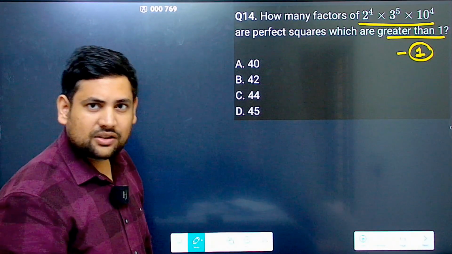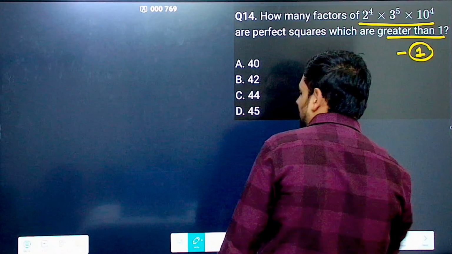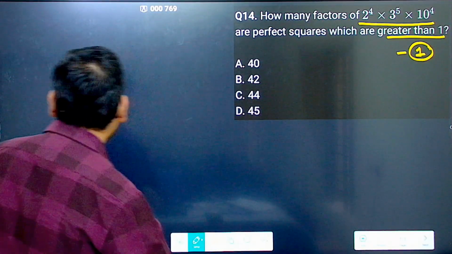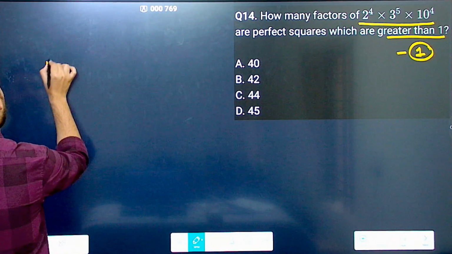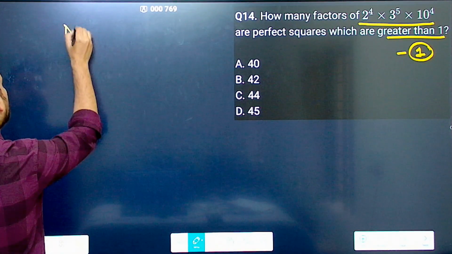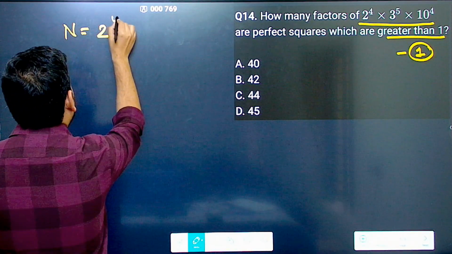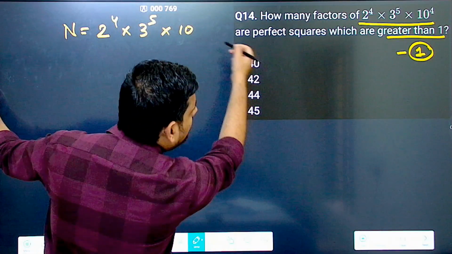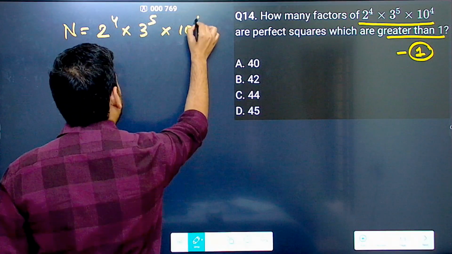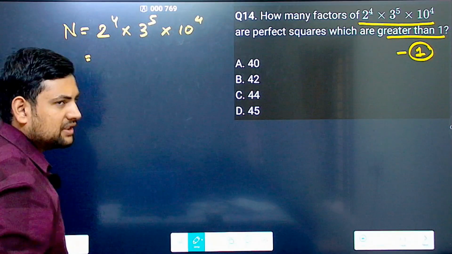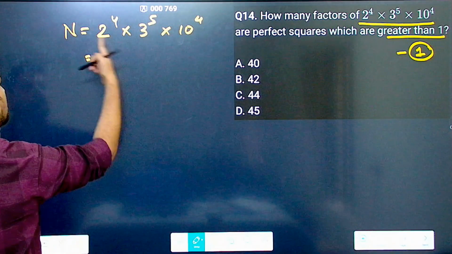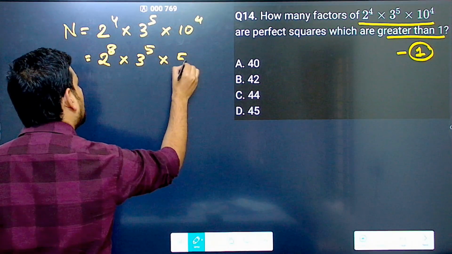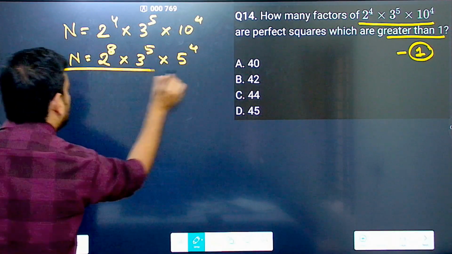Now how can you get 1? Basically if all powers are 0, then it will become 1. So that case I have to eliminate, otherwise all perfect squares are fine. Now, let's say this is that number n, which is 2 power 4 into 3 power 5 into 10 power 4. I can also write this as 2 power 4 into 2 power 4 into 5 power 4, which is 2 power 8 into 3 power 5 into 5 power 4. This is the value of that n.